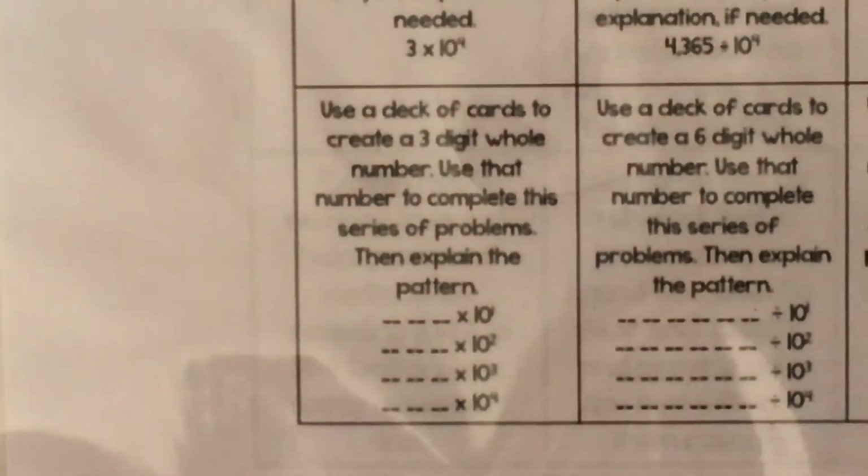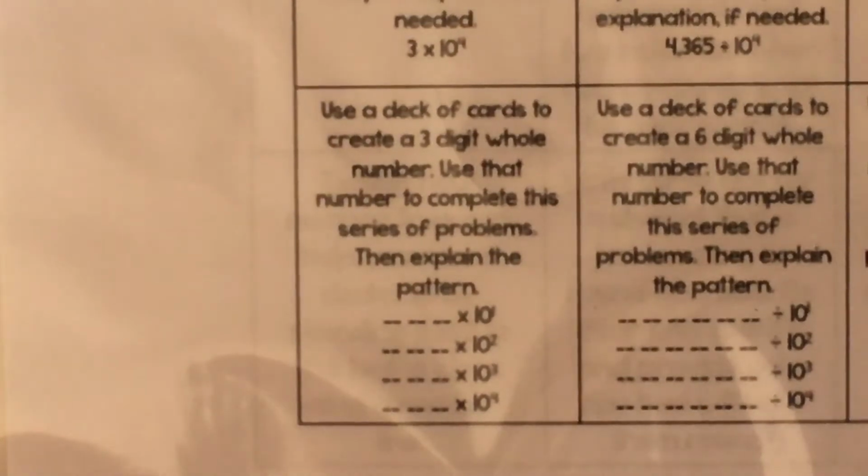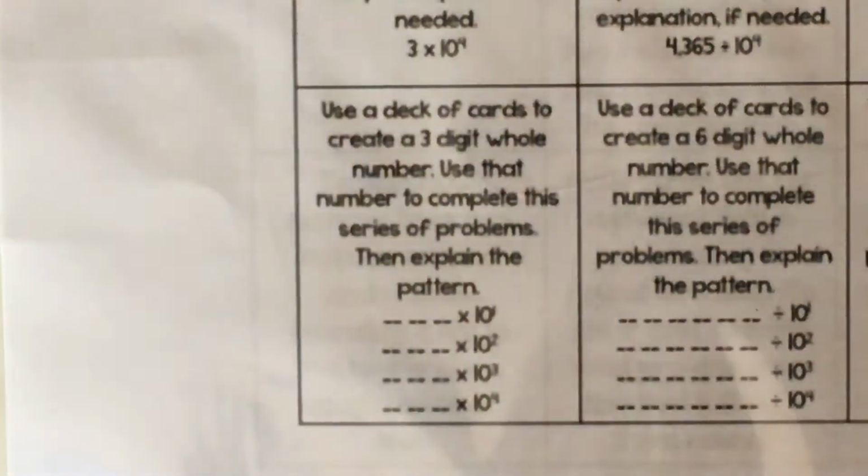I got a question about this task here, so I wanted to make a video to help you guys out. This task says use a deck of cards to create a 3-digit whole number. Use that number to complete the series of problems, then explain the pattern. So here we have blank times 10 to the first, blank times 10 to the second, blank times 10 to the third, and blank times 10 to the fourth. So let me show you how that works.